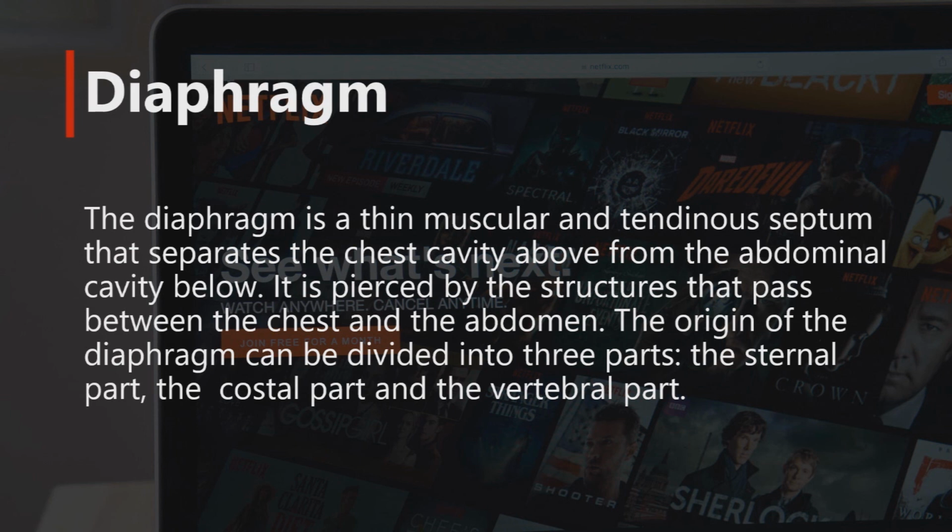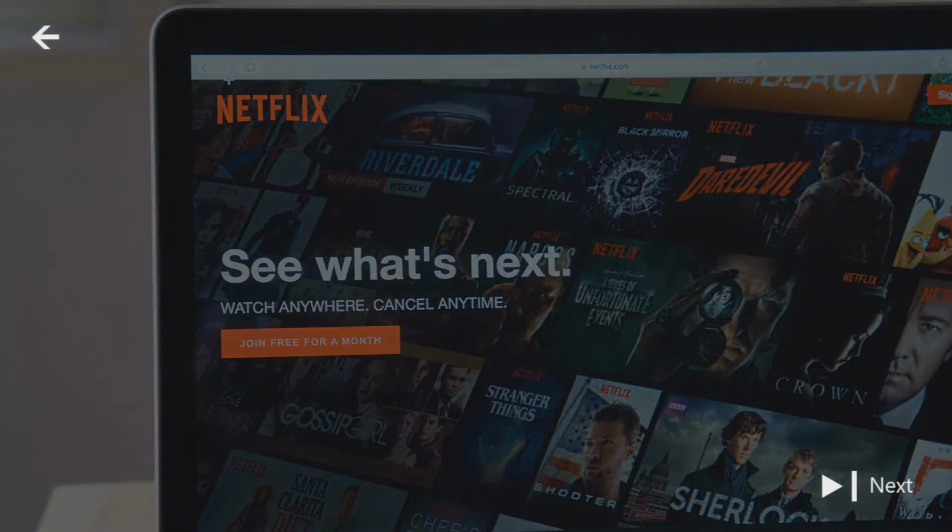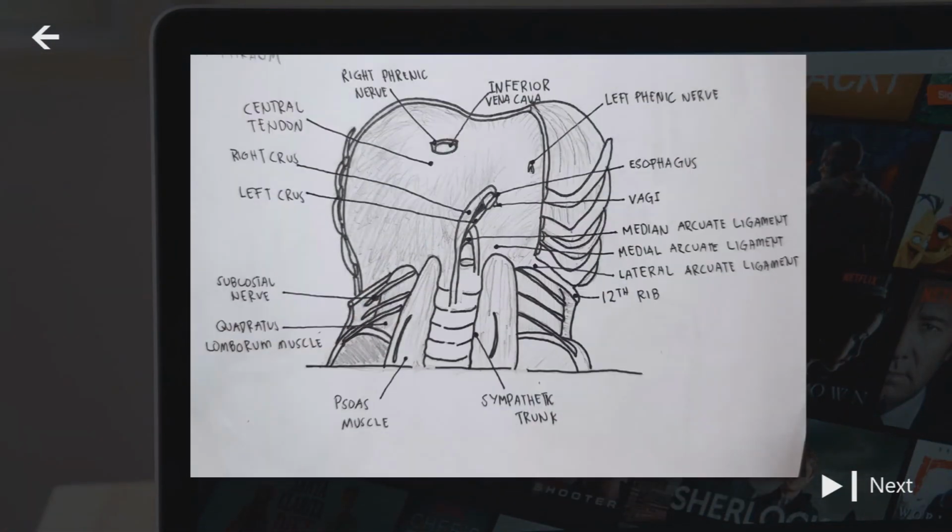The origin of the diaphragm can be divided into three parts: the sternal part, the costal part, and the vertebral part. As you can see in the image, the right crus arises from the sides of the bodies of the first three lumbar vertebrae and the intervertebral discs. The left crus arises from the sides of the bodies of the first two lumbar vertebrae and the intervertebral discs.